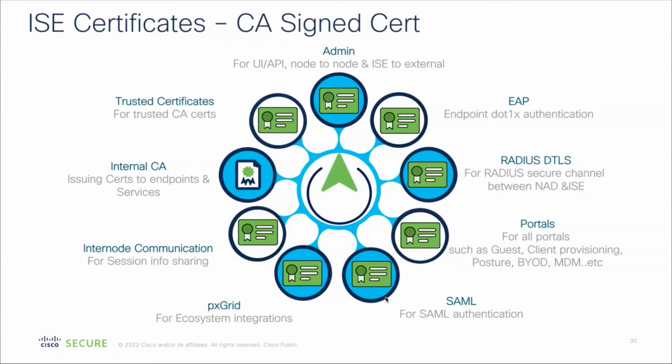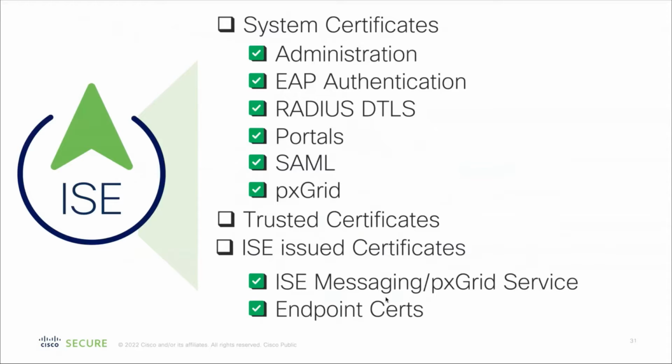How do I actually bring all these aspects or services into the three categories that we talked about earlier? Simply put, administration, EAP, RADIUS DTLS, portal, SAML, and pxGrid are part of a system certificate, whereas ISE messaging service, pxGrid service, and endpoint certificates are part of our ISE-issued certificate.